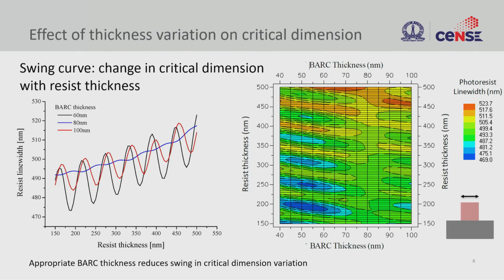And another important thing to understand is swing curve, right. So swing curve is nothing but variation in critical dimension with respect to resist thickness, right. If there is a thickness variation, your resist line width will change. Okay. So the reason for this is twofold. One is your amount of energy that you have, and also your reflection.